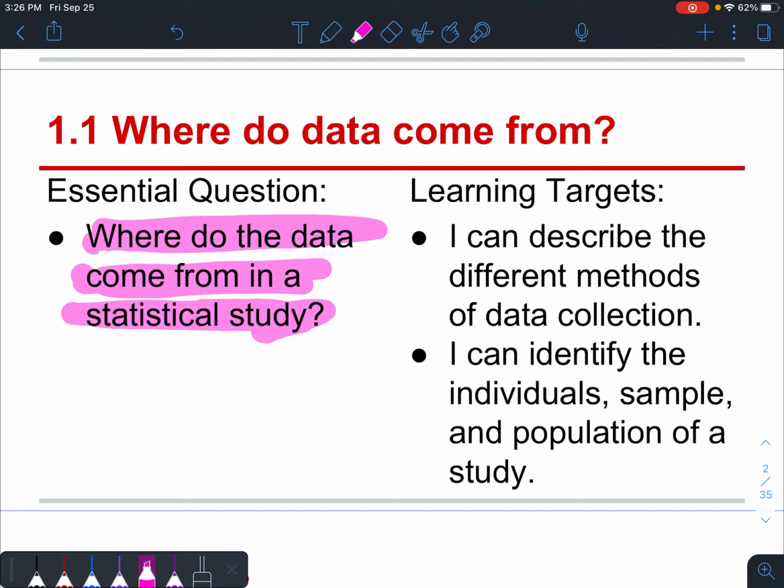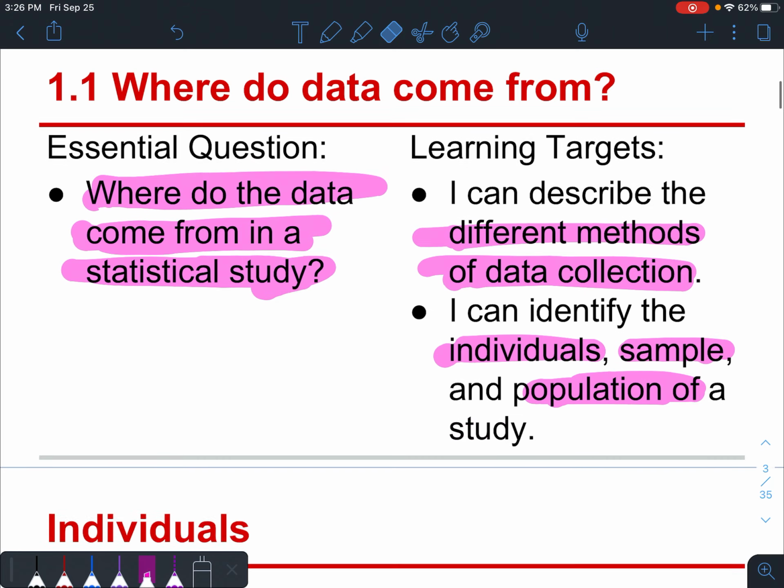So what you can do at the end of the day, I can describe different methods of data collection. There's different ways of doing that, and we're going to talk about those. I can identify individuals, samples, and populations of a study. So that's what we're looking for at the end of the day here.